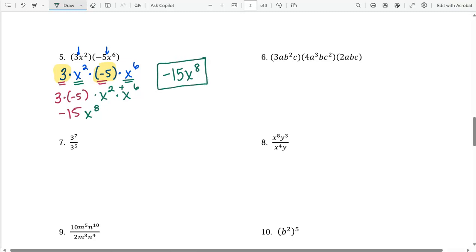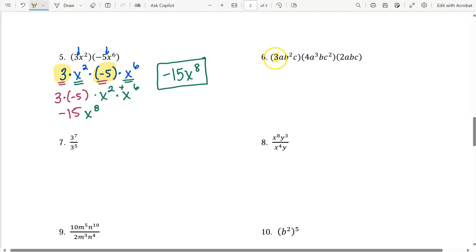Don't lose sight of our goal here. Our goal is just to perform the operations, to simplify how it looks by combining those similar cases, those similar bases, until I can't combine anything else. Negative 15 and x to the 8th are two separate bases. They cannot combine. Let's try another one.